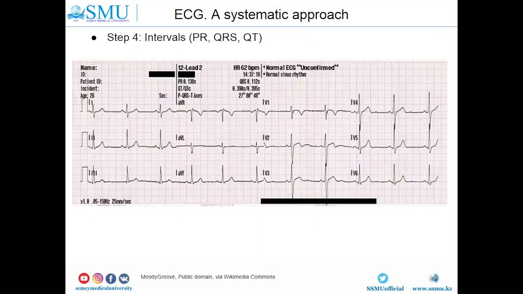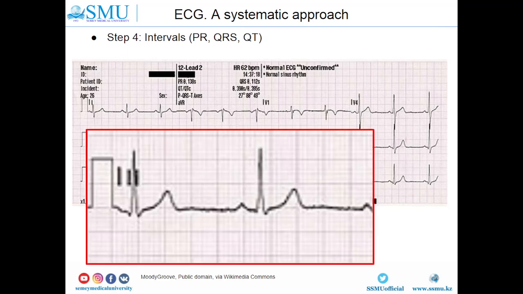The next step is a calculation of all intervals. Usually we calculate all intervals in the second lead. Okay, I have zoomed it. And please, first of all, it is the beginning of the P wave. It is the beginning of the QRS complex, and the interval between them is the PR interval.